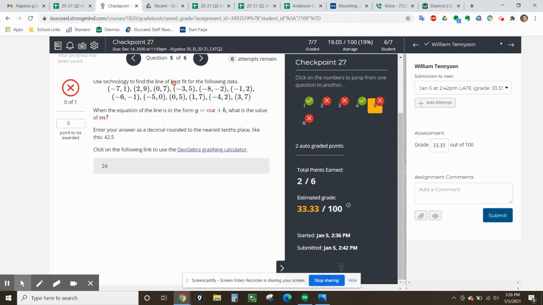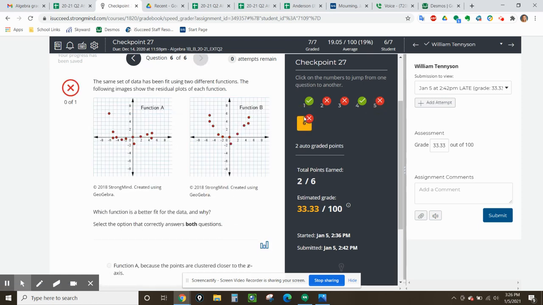Okay, so using technology to find the line of best fit. So you want to click this link to go to the graphing calculator, and then you have to plug in these ordered pairs. And then it leads you through how to find that line of best fit and how to find your slope. So that one you would just follow this link in here. I'll make a separate video for that in just a second, but let's look at the other ones that you missed.